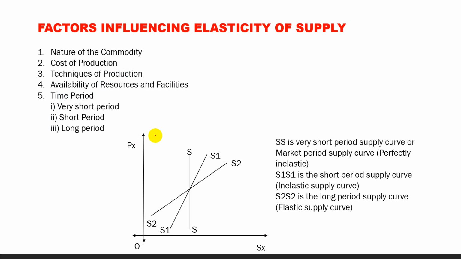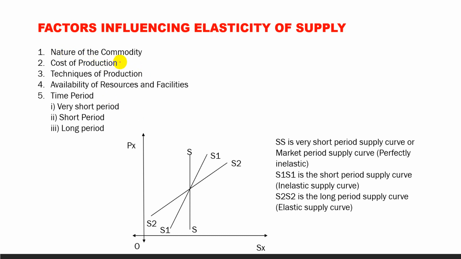Number 1. Nature of commodity. Elasticity of supply to some extent depends upon the nature of the commodity. For example, perishable goods have inelastic supply because their supply cannot be increased or decreased, while the supply of durable goods is elastic because their supply can be changed. Likewise, the supply of agricultural goods is inelastic while it is elastic in case of industrial goods. So the nature of the goods also affects the price elasticity of supply.